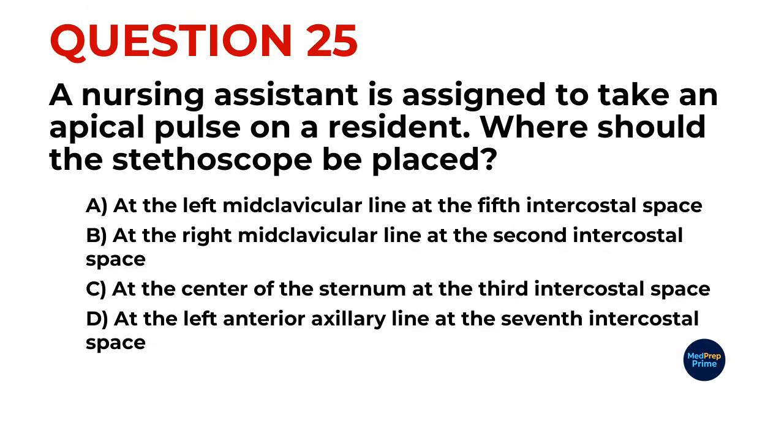A nursing assistant is assigned to take an apical pulse on a resident. Where should the stethoscope be placed? Option A, at the left midclavicular line at the 5th intercostal space. Option B, at the right midclavicular line at the 2nd intercostal space. Option C, at the center of the sternum at the 3rd intercostal space. Option D, at the left anterior axillary line at the 7th intercostal space.